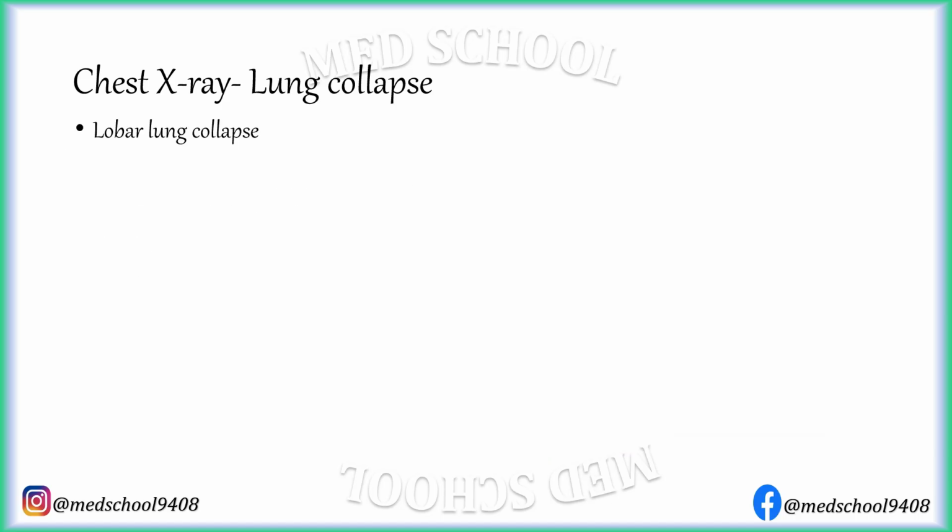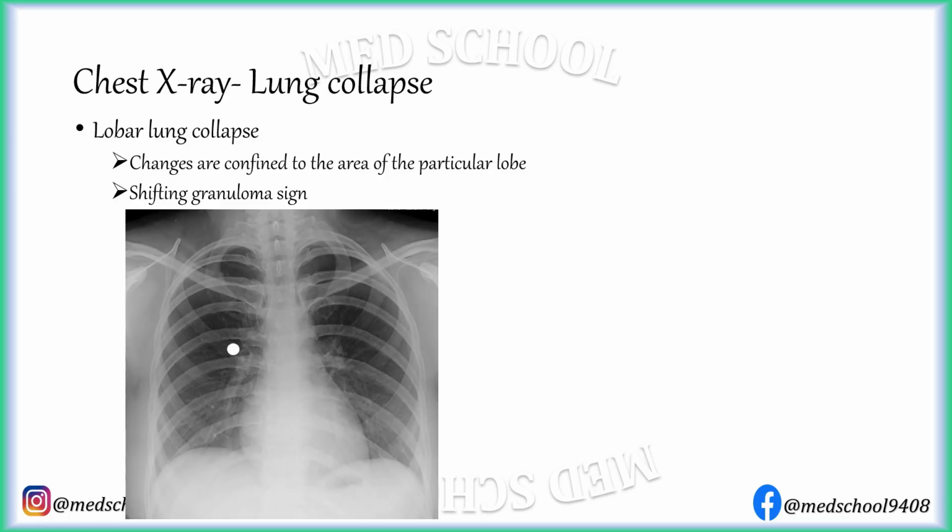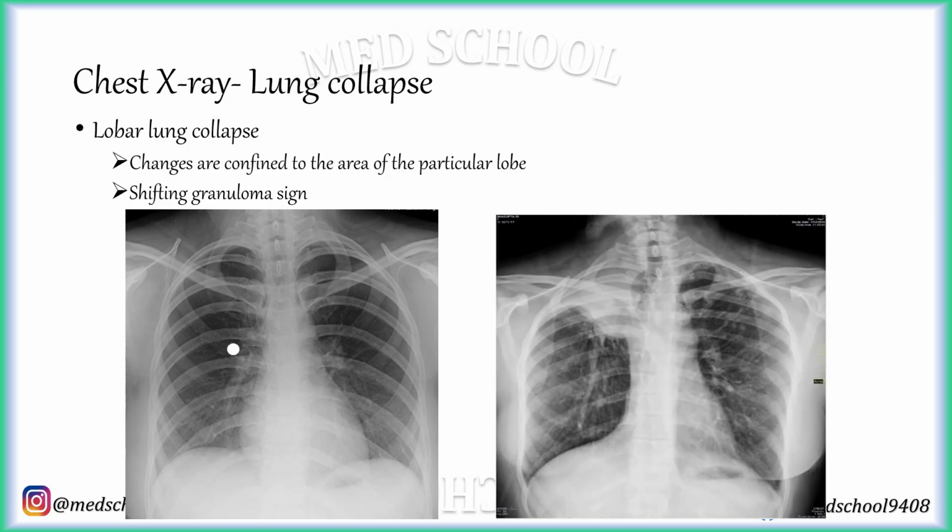In lobar lung collapse, changes are confined to the area of a particular lobe, and there is a peculiar shifting granuloma sign. To understand this, let's consider a chest X-ray having a granuloma. Now, if one of the lobes on the same side gets collapsed, this granuloma will shift toward the collapsed lobe. This is the shifting granuloma sign. Also note that this sign is not limited to granuloma only. This is applicable to any other lesion.